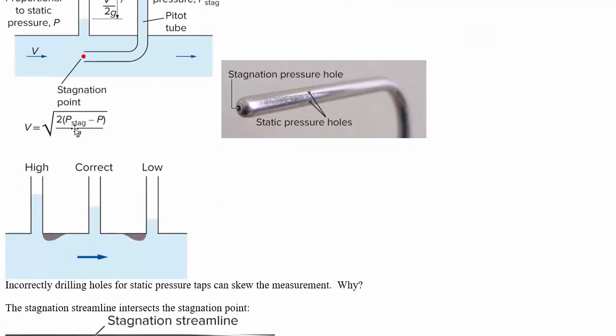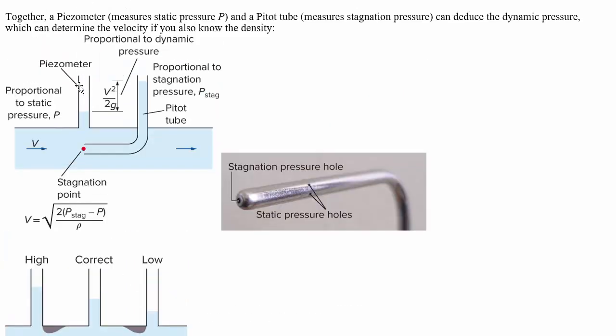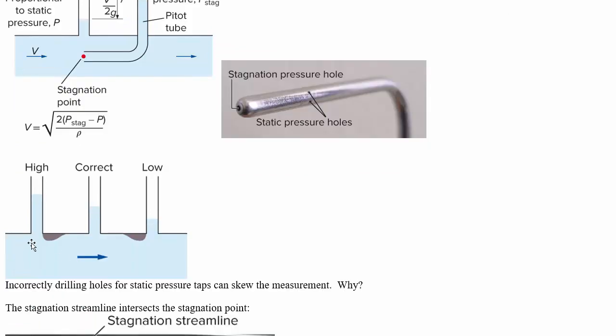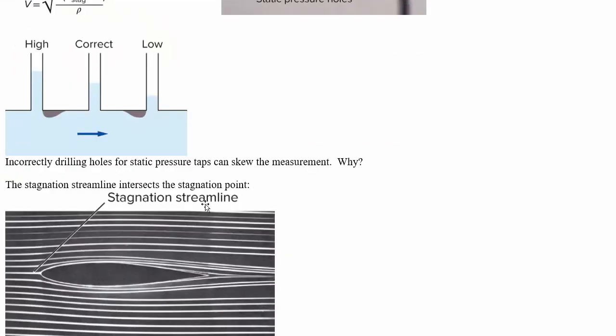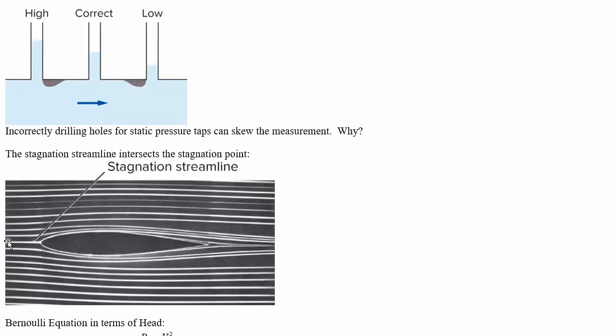You have to be careful when you hook up a pressure tap like this piezometer here because of the dynamic pressure part. So this one is going to have a higher pressure because you're bringing some flow to a stop here, whereas this one over here is going to have a lower pressure because of the flow down around this way. The stagnation streamline is the one that intersects the stagnation point.